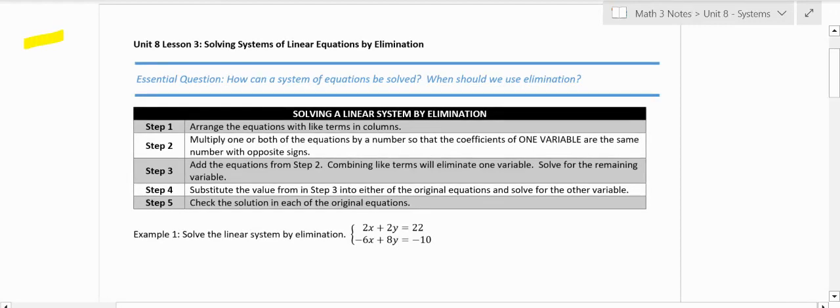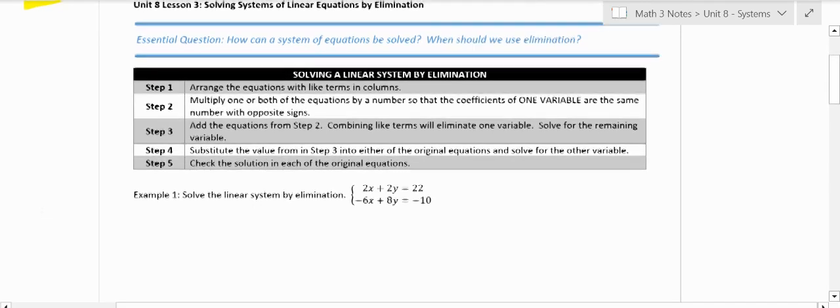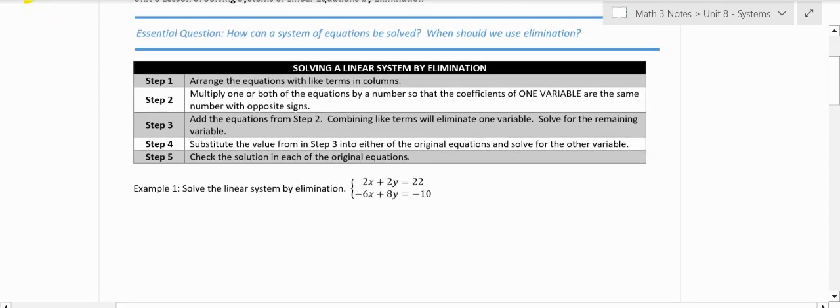This is the video for Unit 8, Lesson 3, Solving Systems of Linear Equations by Elimination. So our goal is going to be looking at our third method of solving, which is using elimination. The goal with elimination is we're arranging our equations so they're in standard form. Our x's, y's, and constants are lined up.